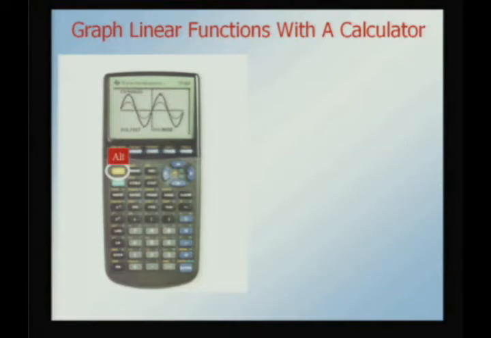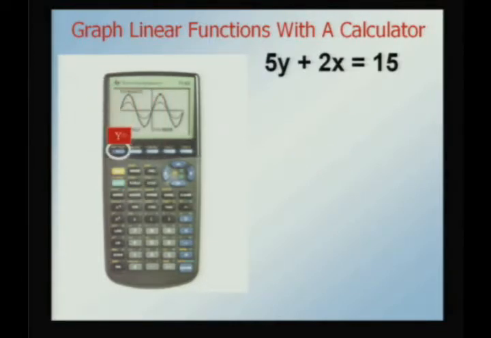Now, you might use the second button. If I asked you to graph this using a graphing calculator, actually the first step you would have to do is solve for y first. That button doesn't say 5y plus 2x equals. It says y equals. So we have to get y by itself.